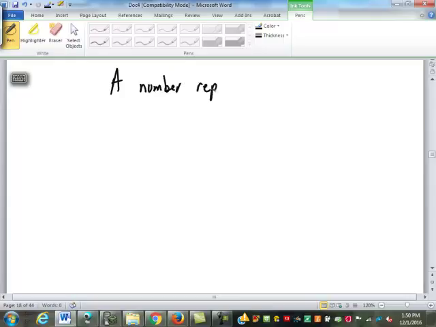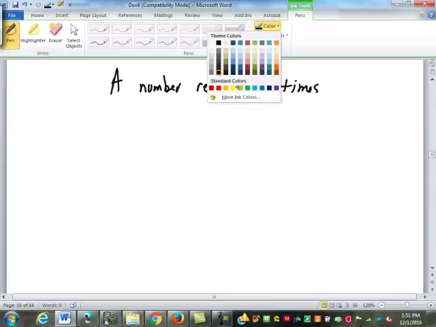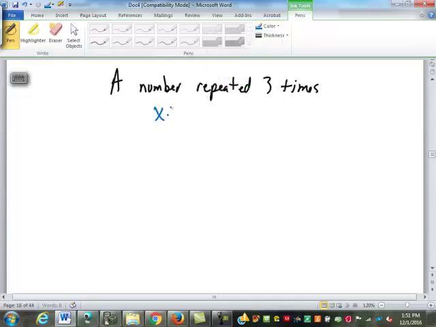How about a number repeated 3 times? X times 3 or 3 times x. Normally we just write it as 3x. You're right, without the times in it. 3x means 3 times x. And we usually try to put the number before the variable. What are some other phrases or words that might represent 3x?